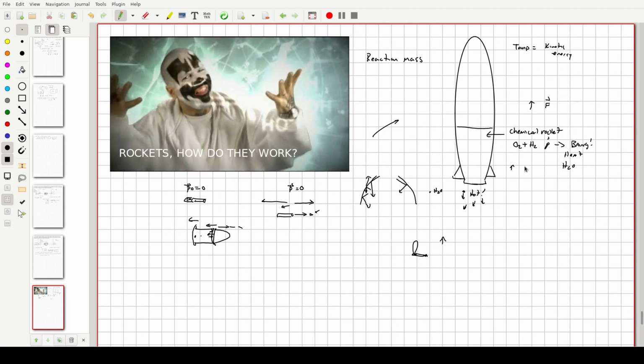Now, that said, this is where we're going to stop for lecture 1. And in lecture 2, we're going to talk about what happens when you have a collision that conserves energy. Well, what happens when you have perfectly elastic collisions? And I'll see you then.